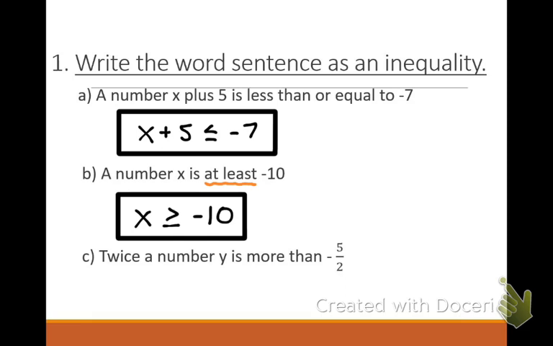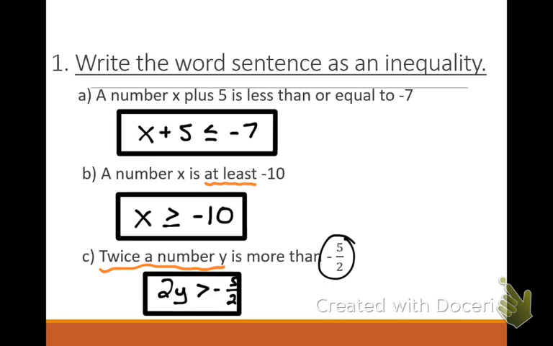C says twice a number y is more than -5/2. Does anyone think you understand what that means, where it says twice a number y? What do you think, Maddie? Times 2. So not just one y, twice y means 2 times y. Then as you keep reading, it says it's more than, so we're going to write our more than symbol, and then just the last part, -5/2. And that is how you write word sentences as an inequality.